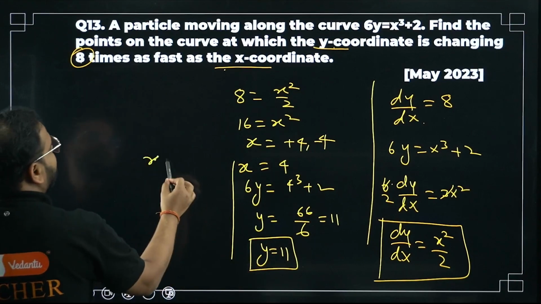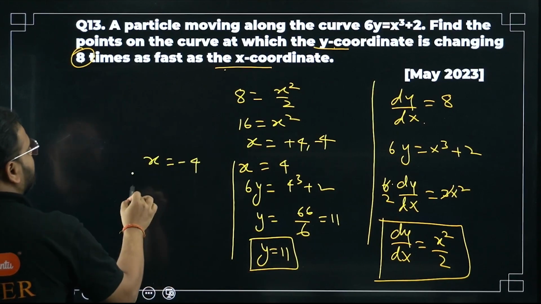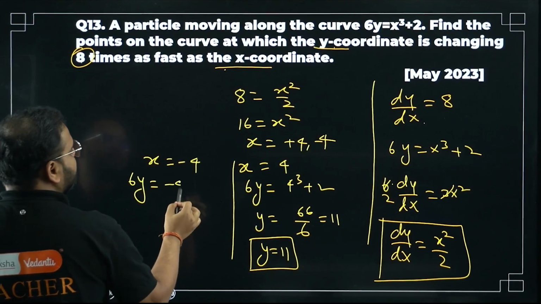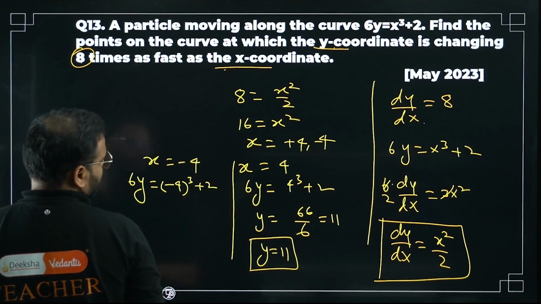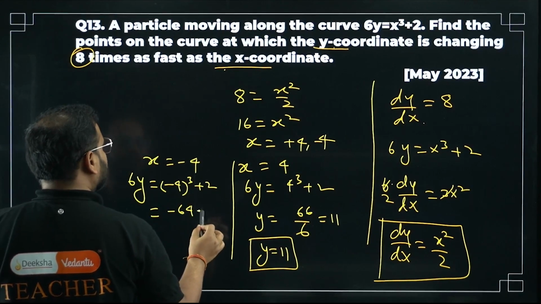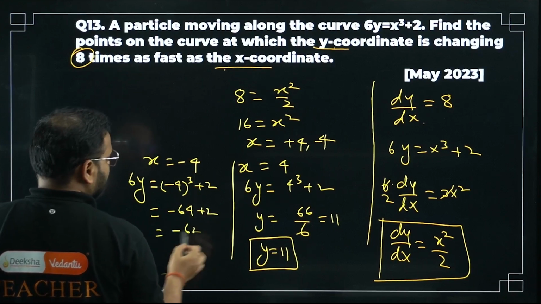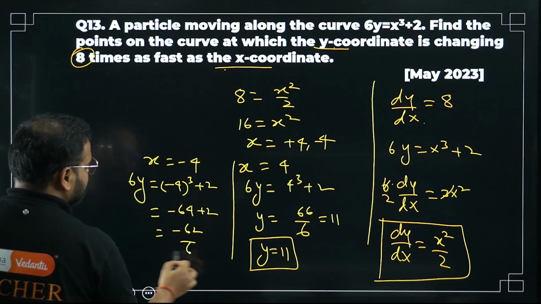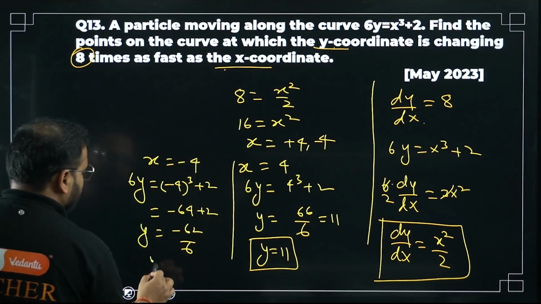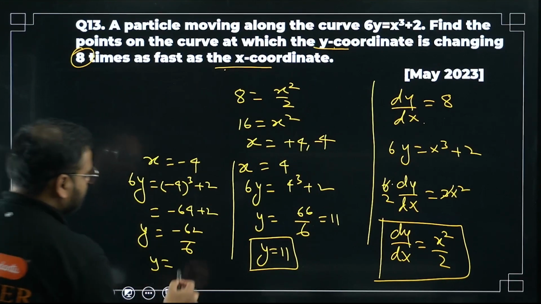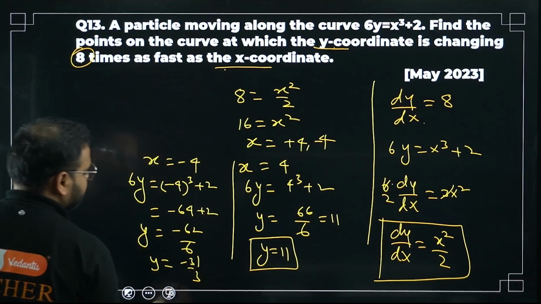Next one, when x is minus 4. Check this out. 6y equals minus 4 cube plus 2. Minus 64 plus 2, how much is that? Minus 62 divided by 6 equals y. What is the y value, sir? Please check. Divided by 2, sir. So minus 31 by 3.